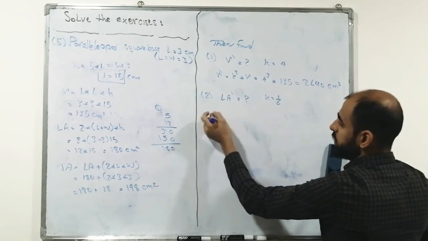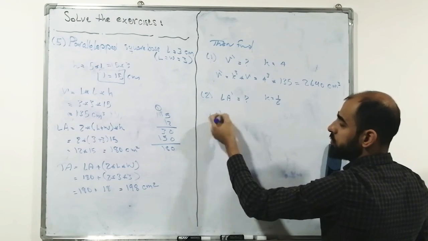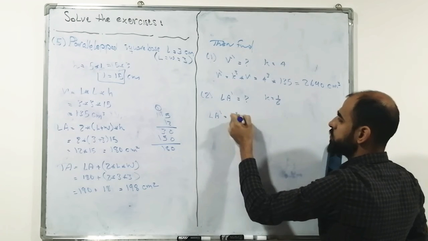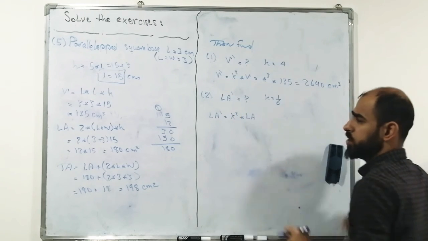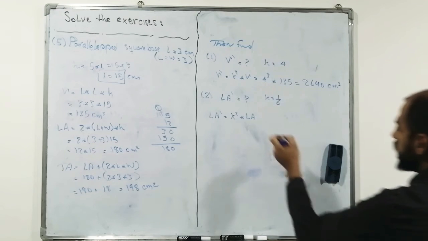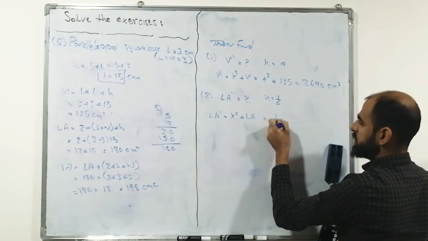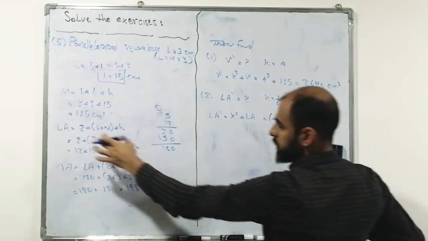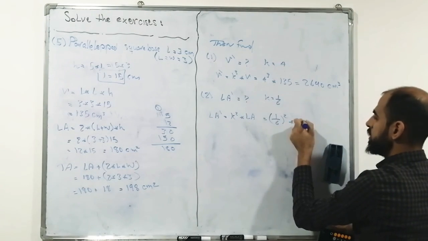Now we have to find its lateral area. The lateral area of any shape after dilation is k to the power 2 multiplied by the lateral area of the original shape. Since k is 1/6, we have (1/6) to the power 2 multiplying by the lateral area of the shape, which is 180.